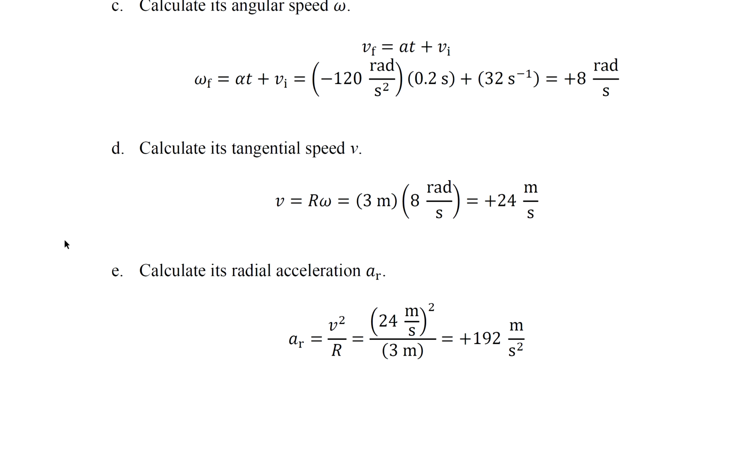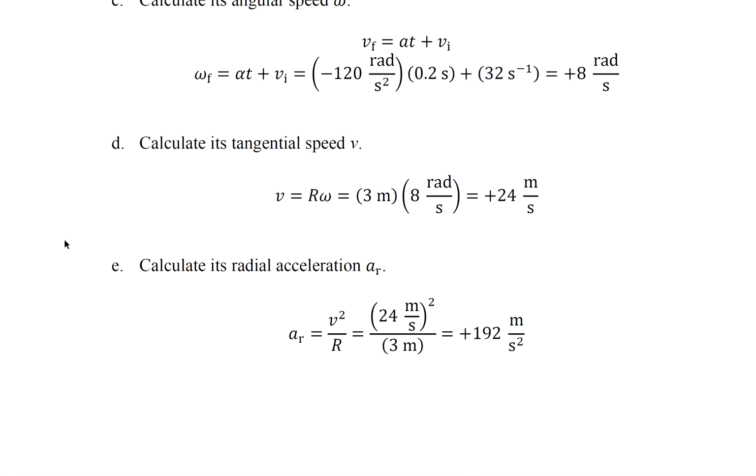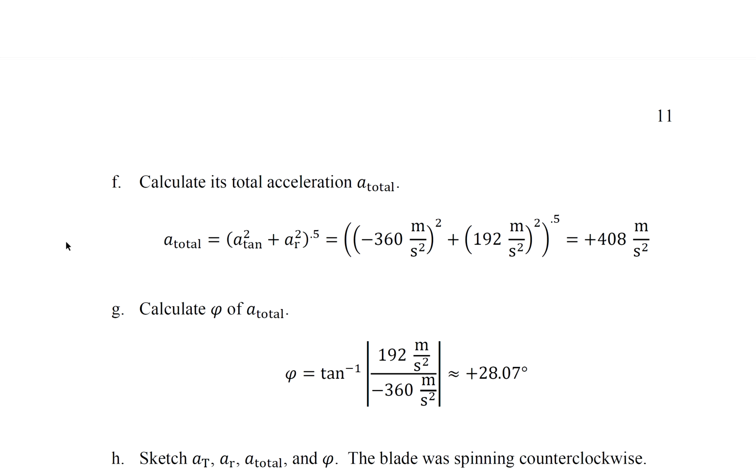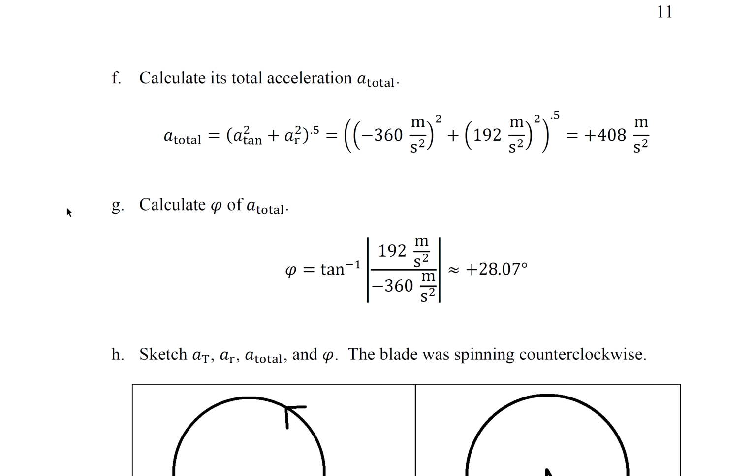Part E, calculate its radial acceleration a radial. It is V squared over R. Part F, calculate its total acceleration a total. Part G, calculate phi of a total.